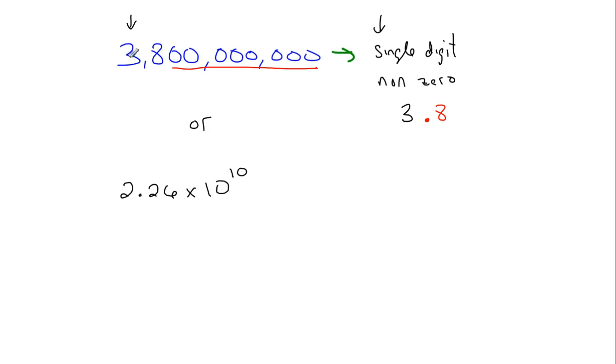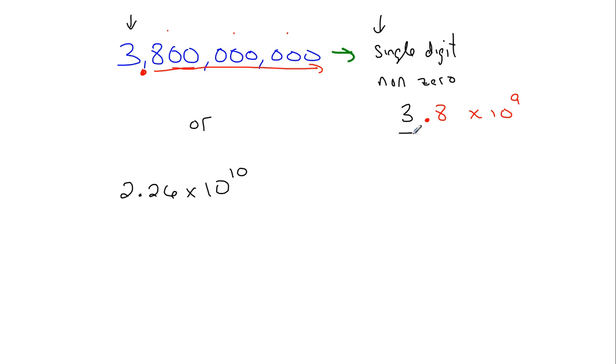So if I am putting my decimal here, the question is how many places do I move, or how many zeros do I have after this one? Yeah, so I got 3, 6, 9. So this would be 3.8 times 10 to the 9th power. Right? And that's just your review of scientific notation.